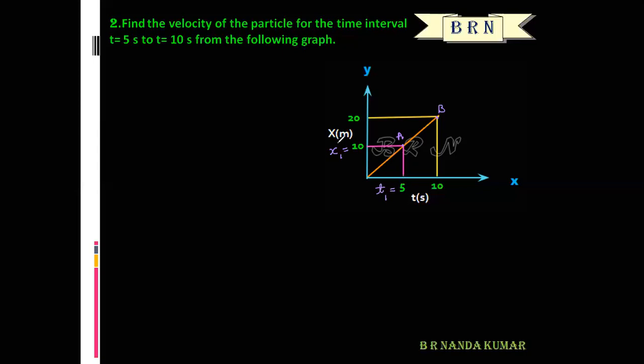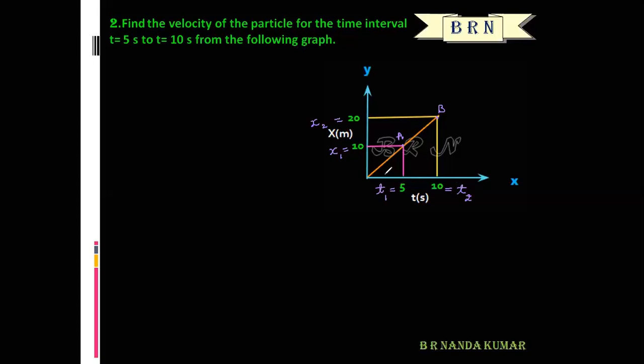Let us consider this as t1. So this is the initial time of the particle. The displacement corresponding to point B, let us consider that as x2. This is the final displacement of the particle. And the time corresponding to point B, let us consider that as t2. So this is the final time.